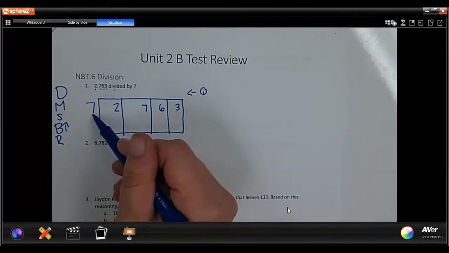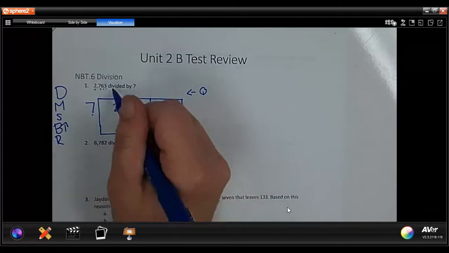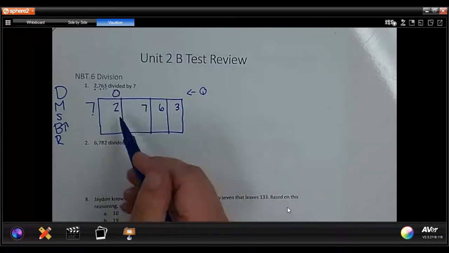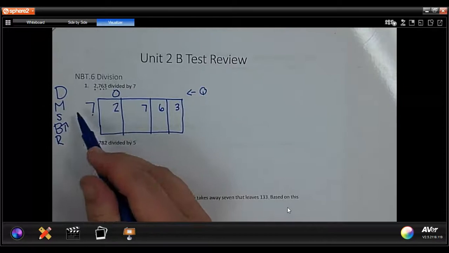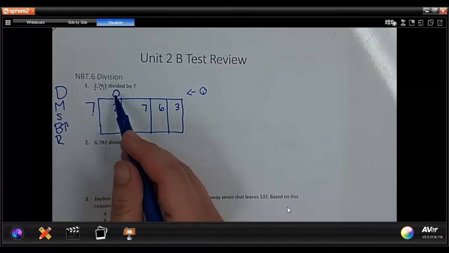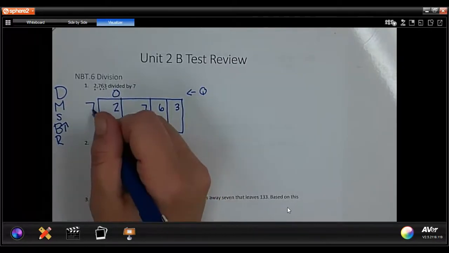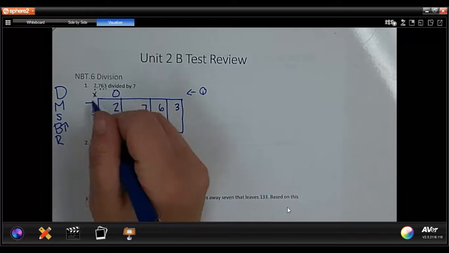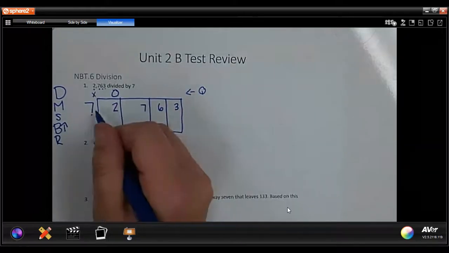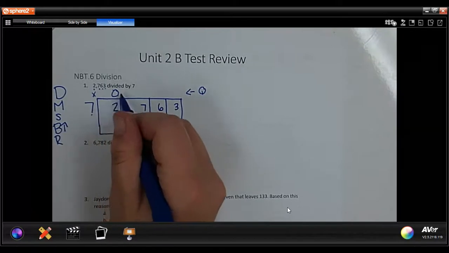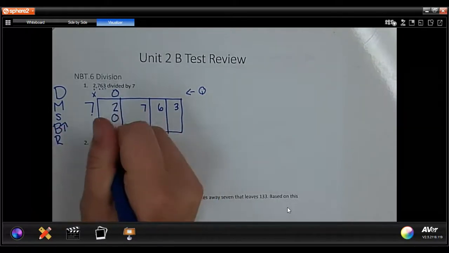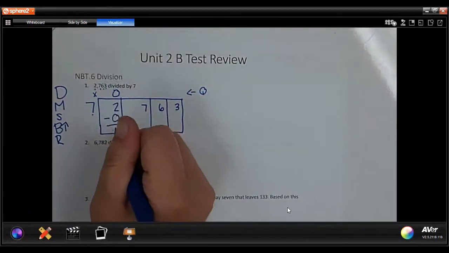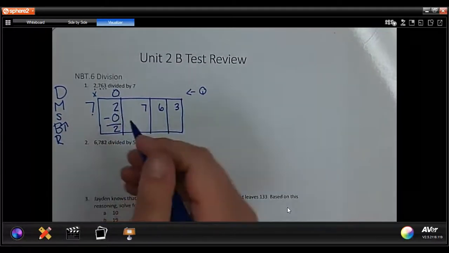I'm asking myself, how many times does 7 go into 2? 7 goes into 2 0 times. Because if this number inside of it is smaller than the number on the outside, it cannot go into it. Then I'm going to multiply. 7 times 0. I'm always multiplying on the outside, dividing on the inside. 7 times 0 is 0. My next step is subtract. 2 minus 0 is 2. Next step is to bring up.